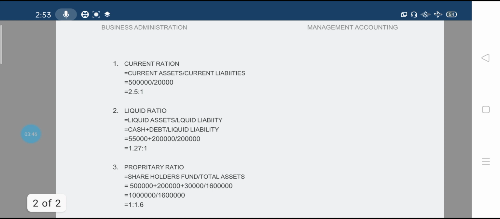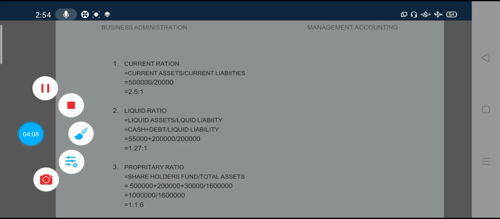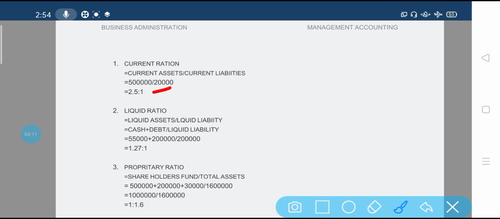Now let's calculate the ratios which are asked. The current ratio is current assets divided by current liabilities. Total current assets are 5 lakh and current liabilities are 2 lakh. So 5 lakh divided by 2 lakh will be 2.5:1. The ratio is 2.5:1, the current ratio. And the liquid ratio: liquid assets divided by liquid liabilities.